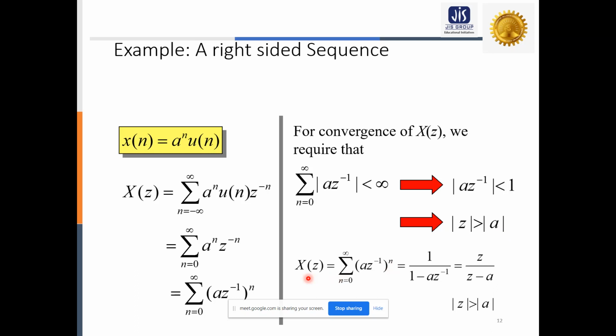So X(z) is equal to the summation of n equal to 0 to infinity of (a z^(-1))^n. This is from a well-known mathematical formula. From that we can see that if it is the summation of n equal to 0 to infinity of c^n, then it will be 1 by 1 minus c. Here c is a z^(-1). So if we put this, then it is 1 by 1 minus a z^(-1). Or simplifying, we get z by z minus a, where the condition for convergence is |z| greater than |a|.